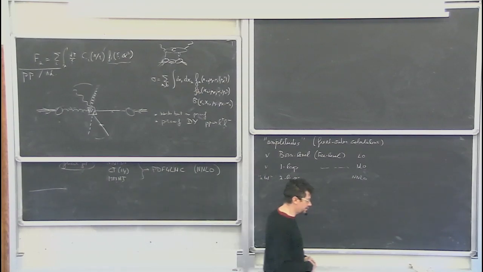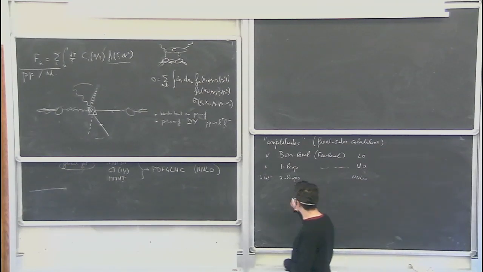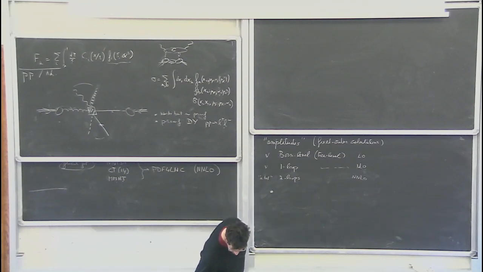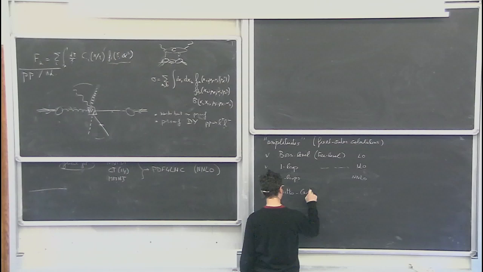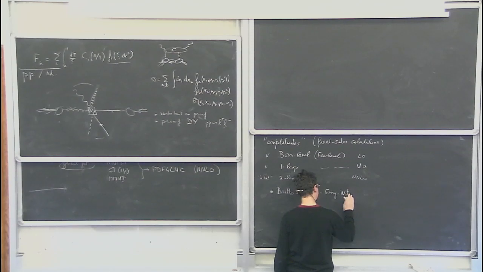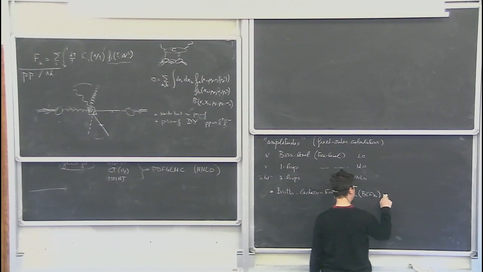The first result that people have obtained, let me see if that's the only one. Yeah, that's the only one. It's the Britto, Cachazo, Feng and Witten, BCFW recursion relation.